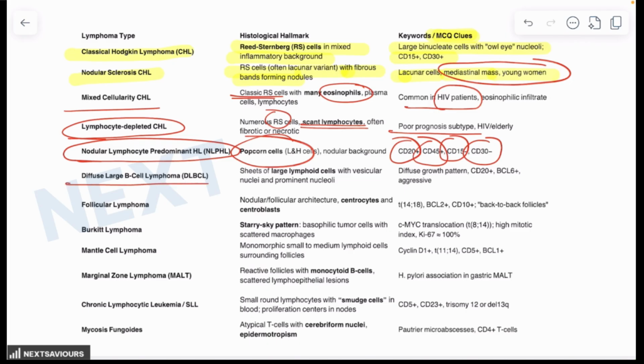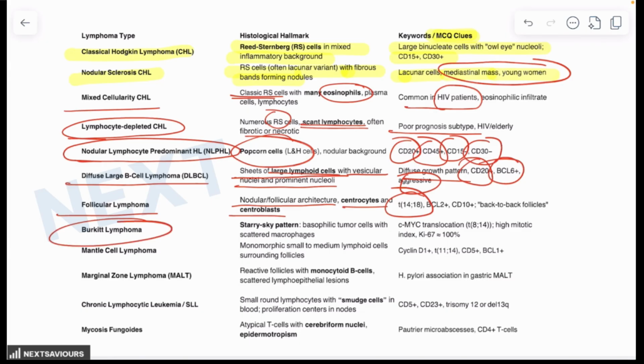Diffuse large B-cell lymphoma is identified by the presence of sheets of large lymphoid cells with vesicular nuclei and prominent nucleoli, with a diffuse growth pattern, with the positivity of their specific markers, and these are considered to be aggressive tumors. For follicular lymphoma, there will be a nodular follicular architecture with centrocytes and centroblasts, which is a histological hallmark. But for MCQs, there is going to be a provision of the cytogenetic abnormality t(14;18).